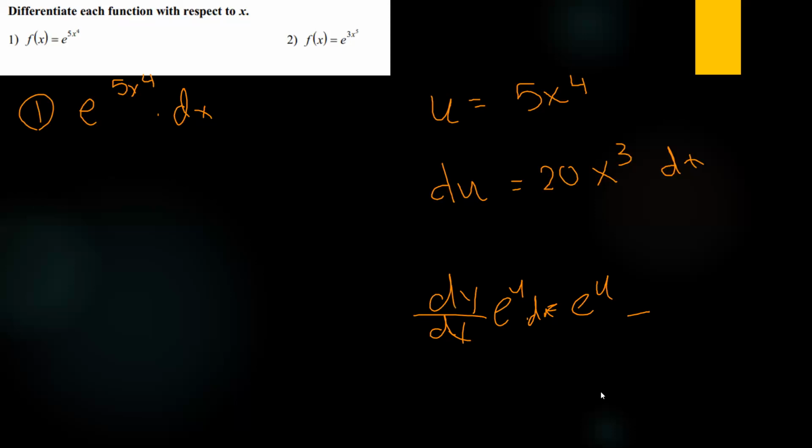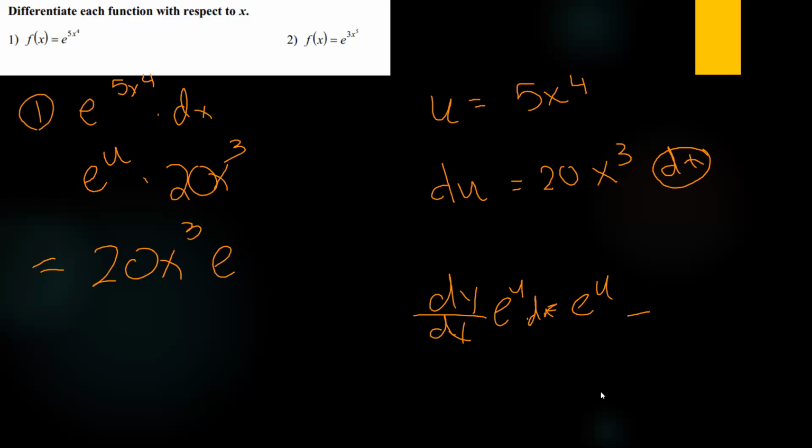So here, what did we have? We have to write e to the power u times du over dx. What will du over dx be? It will be here 20x cubic. So its derivative will be 20x cubic e to the power 5x to the power 4. This will be now the derivation of e to the power 5x to the power 4.